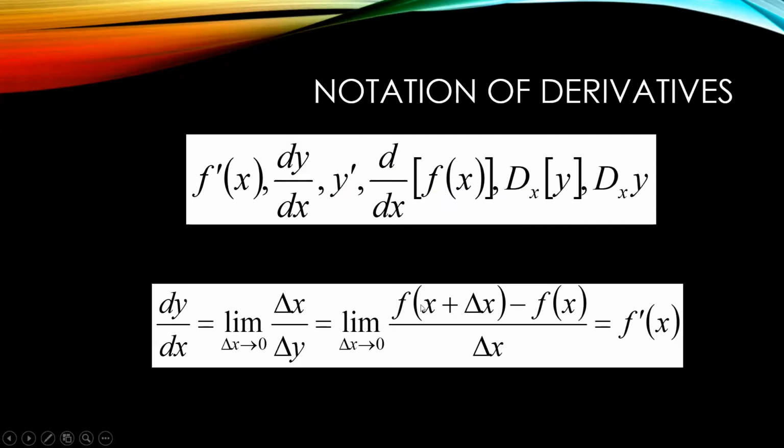Ano ba yung mga iba't ibang notations? Let's look at these. F prime of x is known as the first derivative of f with respect to x. This is dy over dx. So most commonly, you will see me write it like this. Dy over dx or the y prime. But it's also the derivative of the quantity f of x with respect to x, or the derivative of y with respect to x. So these are some of the notations that we can see.